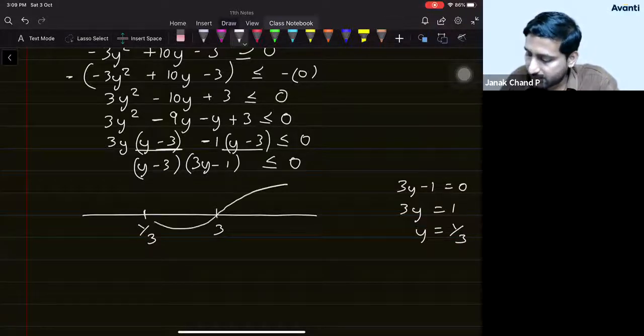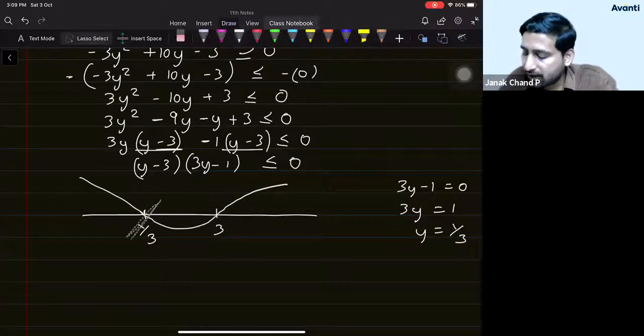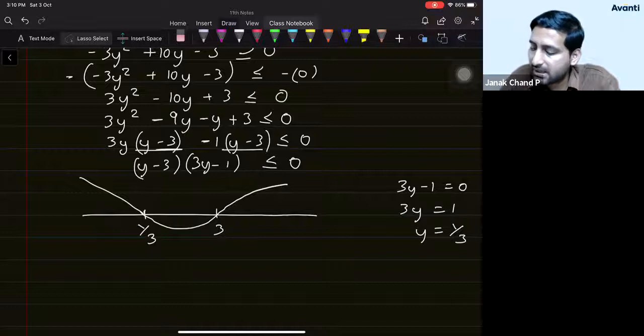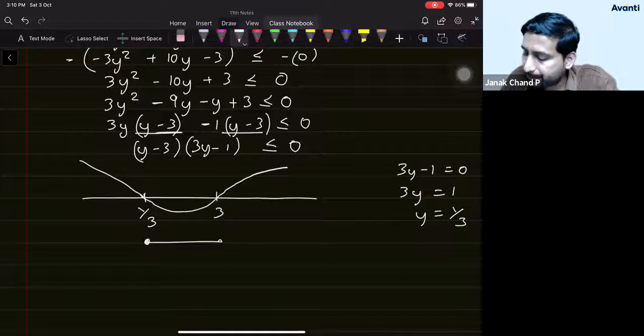So the wavy curve will be like this. Why? It will surely pass through all the critical points, and when it is passing through, it will go from the upper side to the lower side, or from one side to another side. Why? Because the power is an odd number here. Fine. We wanted the negative region, student, hence the answer is from here to here.